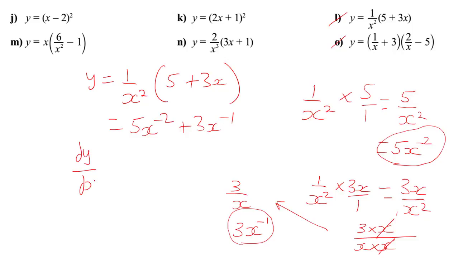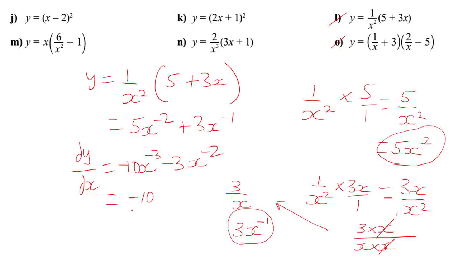So dy/dx, you differentiate. Negative 2 times 5 is negative 10. This negative 2 goes to negative 3 because the power goes down. Then negative 1 times 3 is going to be negative 3, and the power, again, goes down to become negative 2. So this is the answer to that.